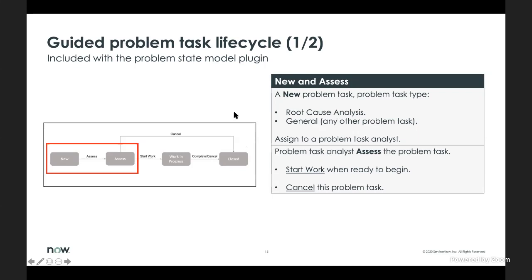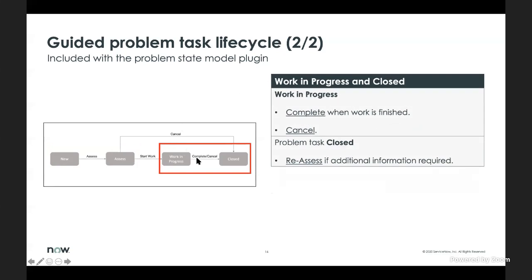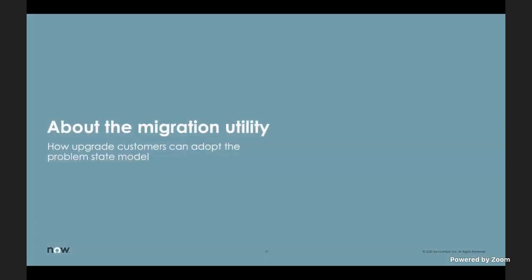But otherwise, again, a problem task analyst can assess the task. They can say when they're ready to start their work on this task. They can cancel it. They do their work in the work in progress. When they're finished, they complete it or they cancel it. And then a problem coordinator by default could reassess it. If maybe there's more information needed from this task, they can send it back to the assess phase as well. So there's a quick whiz through the two life cycles for problem and problem task. And that is in our documentation if you want to read more about it later. And I'll provide some extra links at the end of this where you can find this information as well.